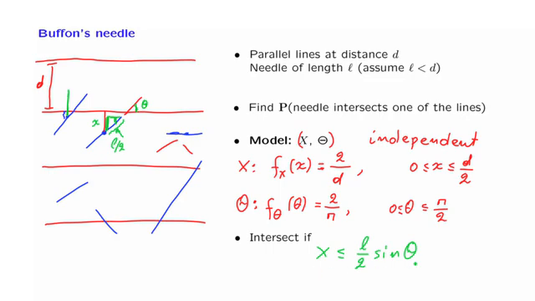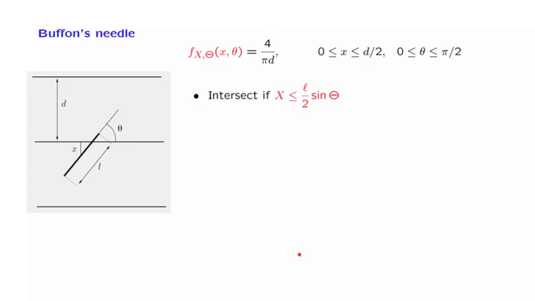So this is the geometrical condition that describes the event that the needle intersects the nearest line, and all we need to do now is to calculate the probability of this event. So here is what we have so far. This is the picture that we had before, but drawn in a somewhat nicer way. This is the joint PDF that we decided upon, and we wish to calculate the probability of this particular event, that x is less than or equal to L over 2 sine theta.